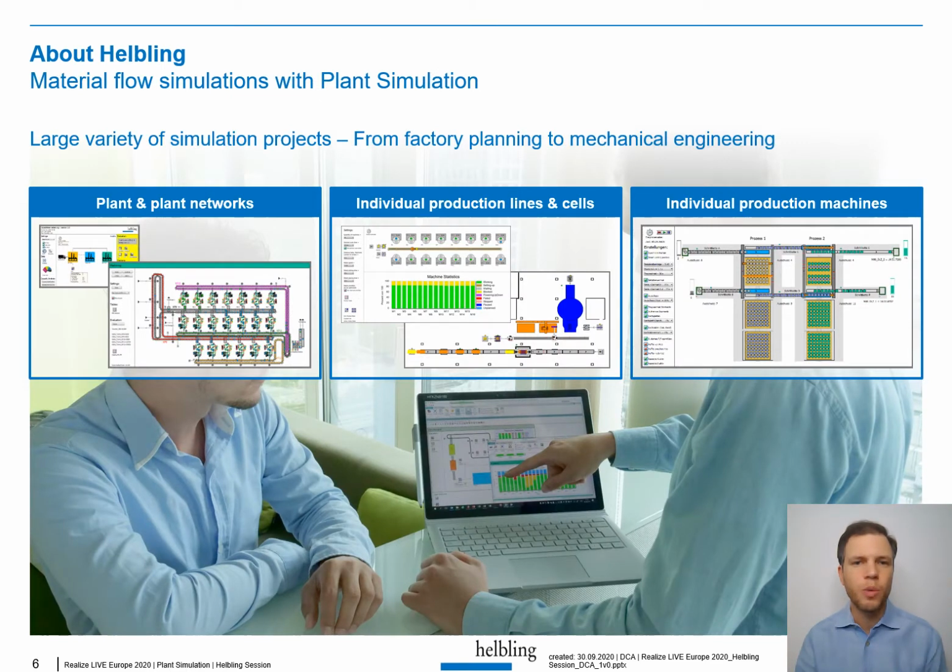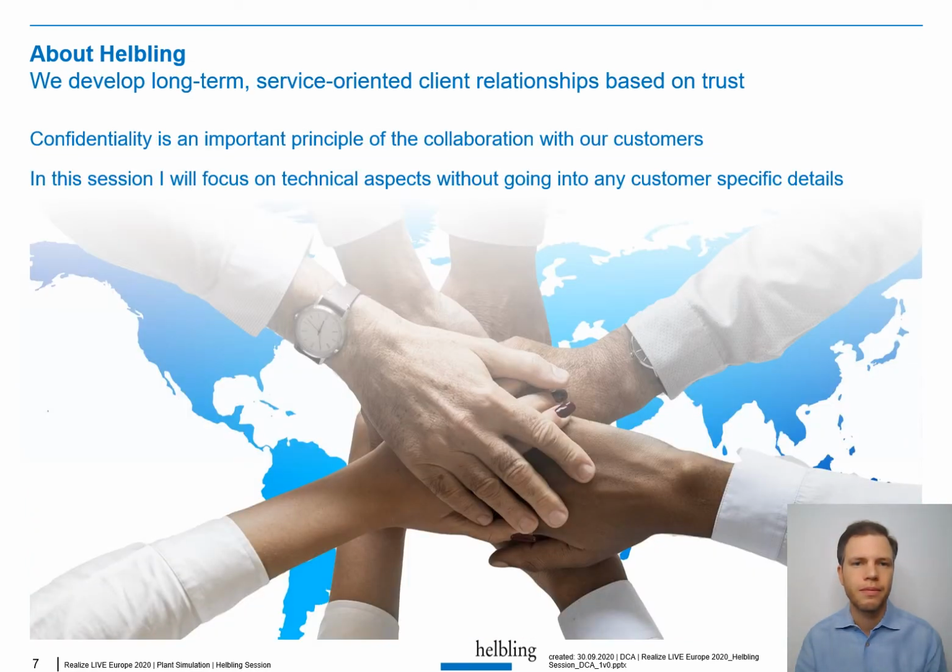Factory planning is one of the areas where we use plant simulation. This can be for entire plants as well as for individual production lines or cells. But we also use plant simulation for the development of complex production machinery by simulating the material flow inside the machines. Since confidentiality is a key element of our business, today, in agreement with our customer, I will only focus on technical aspects.